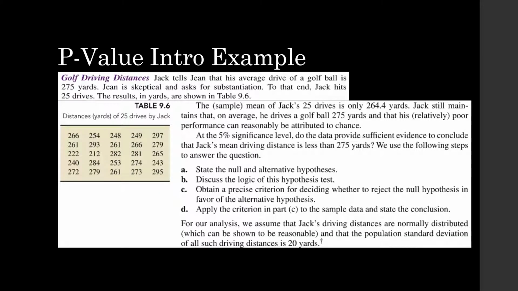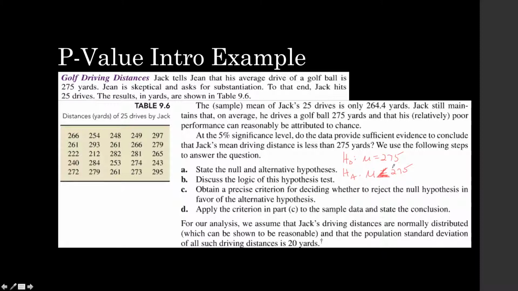So let's look at our example. This was the example from last section that we used the critical value approach on. And the null is still going to be the same. The null is still 275, and the alternative is still the same, excuse me, less than 275.